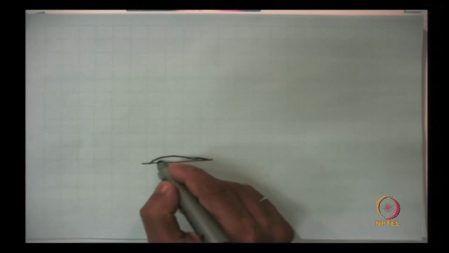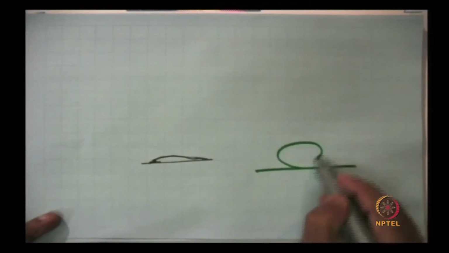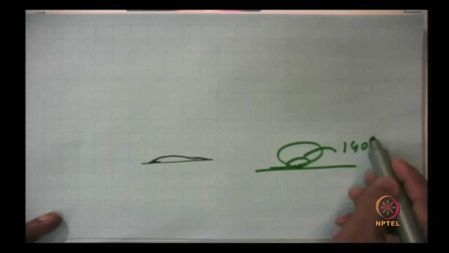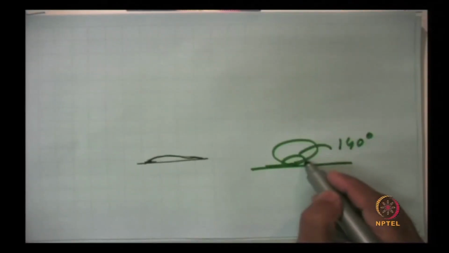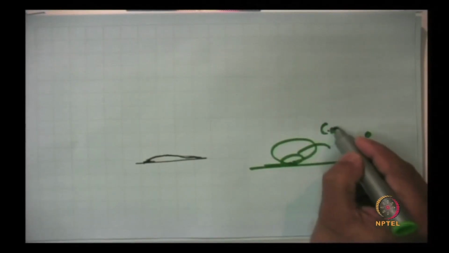So, the contact angle, this angle is 0. But if you look at mercury on the other hand, it will form some sort of bubble. This angle is 140 degrees with glass. So, therefore, mercury is a non-wetting liquid. So, this we call the contact angle.